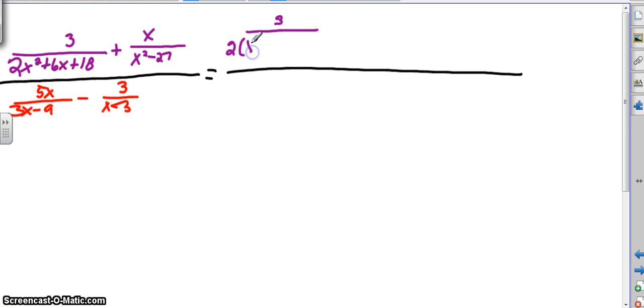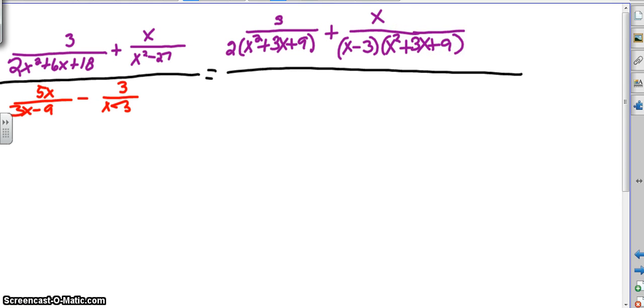And in order to get the least common denominator, I want to factor the numerator. So all I can do is factor out my greatest common monomial factor, which is 2. And on this fraction, I can factor that as a difference of cubes. So I use my difference of cubes pattern. In the denominator, in the red, I can factor out a 3 from this denominator, and I can't do anything with this one.